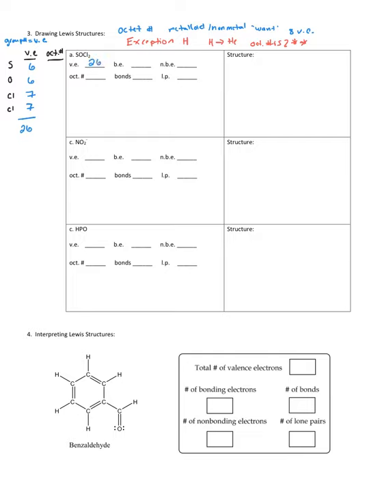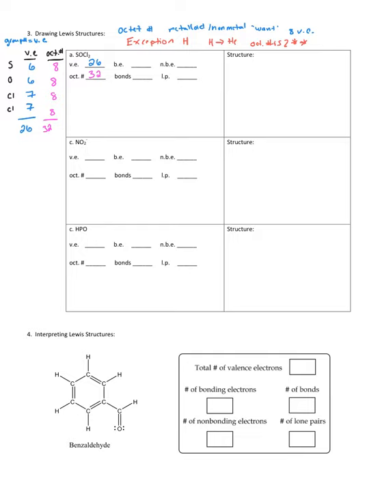Now, the issue is the octet rule, right? The octet number comes from the fact that all of these nonmetals would like to go from the number of valence electrons they have to 8, right? So sulfur would like to have 8, oxygen would like to have 8, both chlorines would like to have 8. And you can kind of see, right? Sulfur's missing 2, oxygen 2, each of the chlorines 1. And so the total number of electrons you would need to give those 4 atoms 8 electrons is 32.